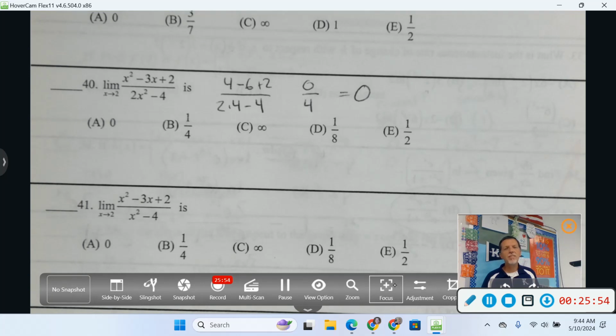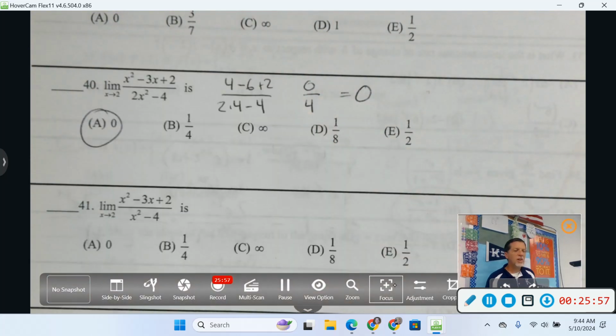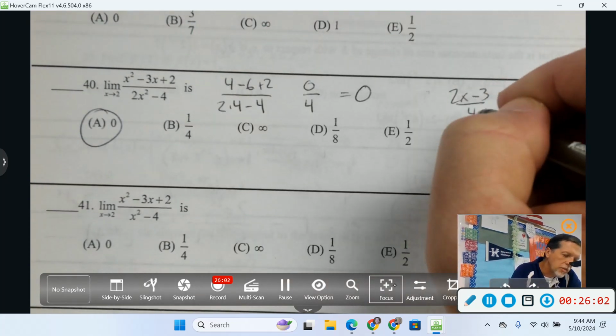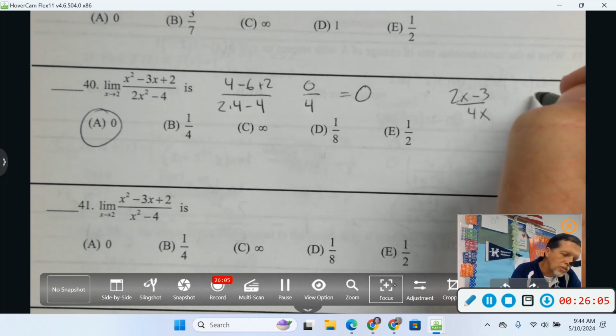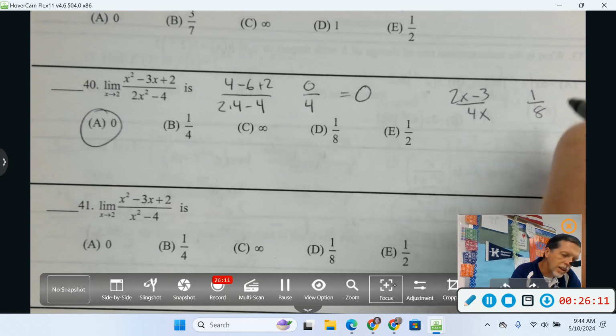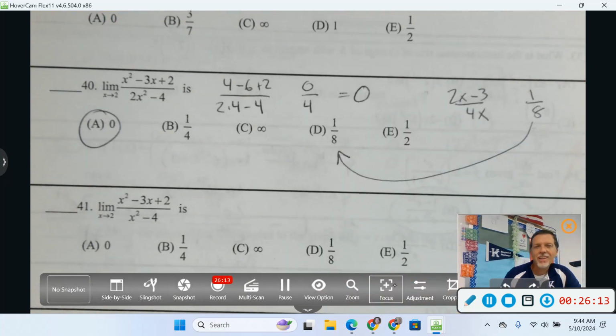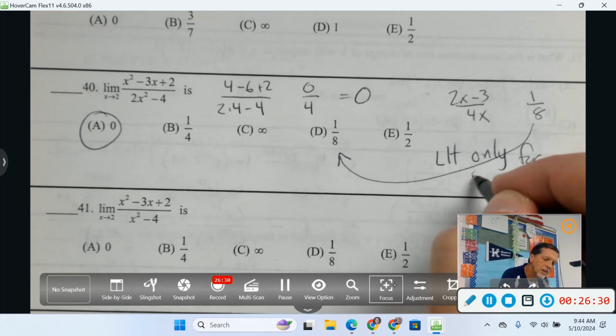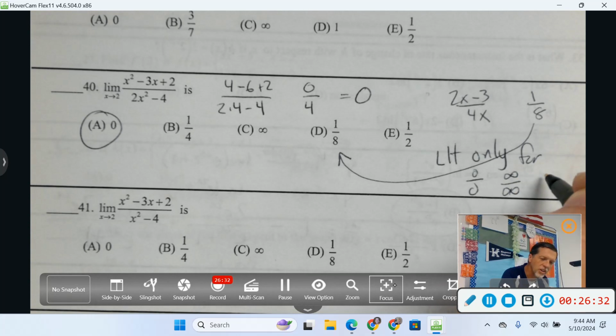My guess is if you skip that step and say, oh look, it must be a L'Hopital's problem. 2x minus 3 over 4x. And then you plug in 2, that would get you, let's see, 4 minus 3 is 1 over 8. You get 1/8. Uh-oh, but it's not L'Hopital's because you tell me what triggers L'Hopital. If it's 0 over 0, infinity over infinity, or negative infinity over infinity. L'Hopital only for 0 over 0 or some combination of infinities.